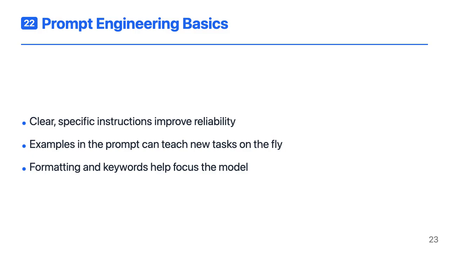Good prompt engineering means stating the task clearly, specifying constraints, and often providing one or more examples. You can use formatting, bullet points, or explicit keywords to highlight what matters. For many applications, careful prompt design is the fastest and cheapest way to get better results without any fine-tuning.